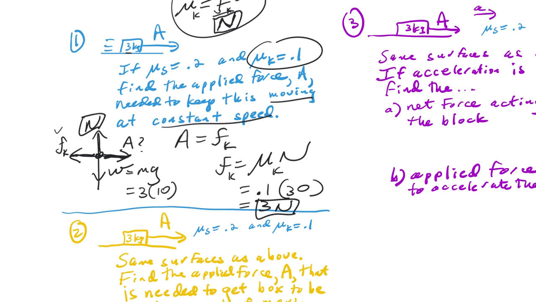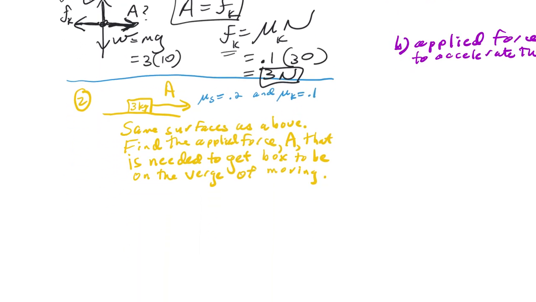So that's what the kinetic friction is, acting between the box and the floor, but it's also equal to the applied force, and that's my question. What force do I have to apply? Now, why is it equal? Because it's going constant speed. The forces are balanced. There's no net force. Okay, let's go to number 2.